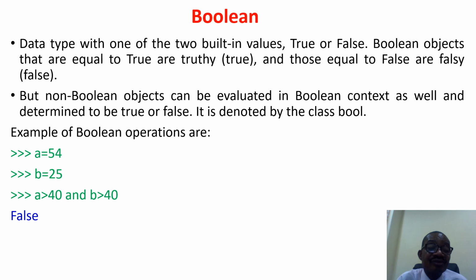Examples of Boolean objects: A is equal to 54, B is equal to 25, A is greater than 40, and B is greater than 40. Is it true? We know that A is 54. Is 54 greater than 40? Yes, it's true. But is B greater than 40? No, it's false. So A is greater than 40, B is not greater than 40. So A and B cannot both be greater than 40. So the outcome is false.